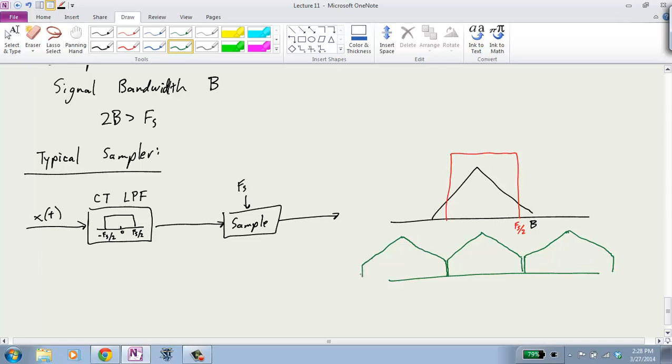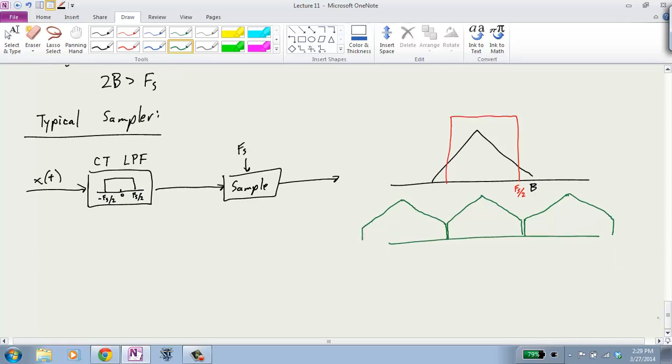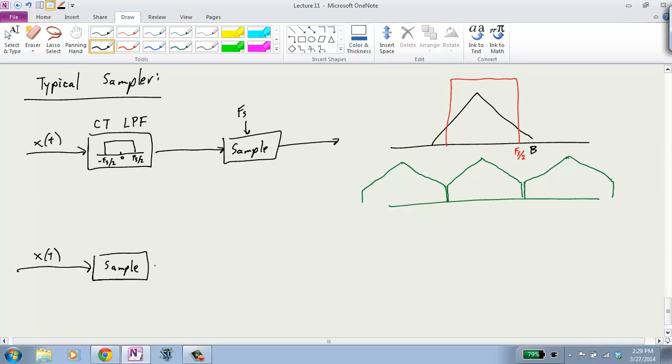Okay. Now, what if I just said, well, forget it. I'm just going to sample, not worry about it, and then maybe afterwards try to remove the bad part. And let's see the difference here. So you could take x of t, sample. Let's look at what you would have to remove. And then we'll filter in discrete time. We'll just do some sort of removing of things in the spectrum that we don't like.